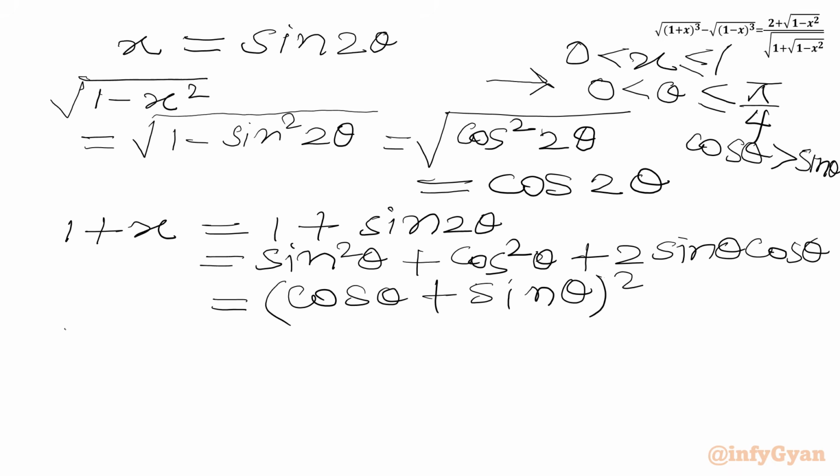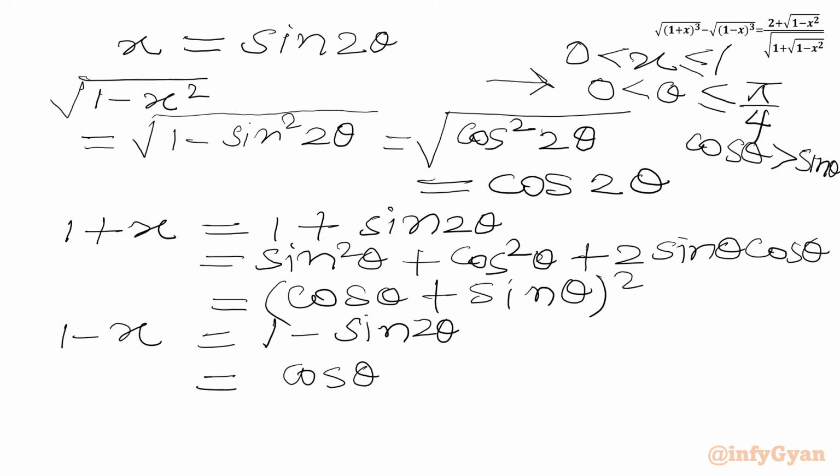Now we'll find 1 minus x, which will be equal to 1 minus sine 2 theta. Again we'll write 1 as sine square theta plus cos square theta. Sine 2 theta will be 2 sine theta cos theta. So in this case we are going to get cos theta minus sine theta whole square. This is the value of 1 minus x.